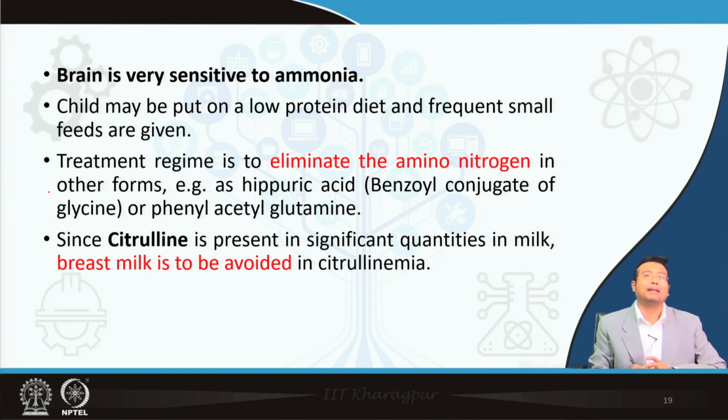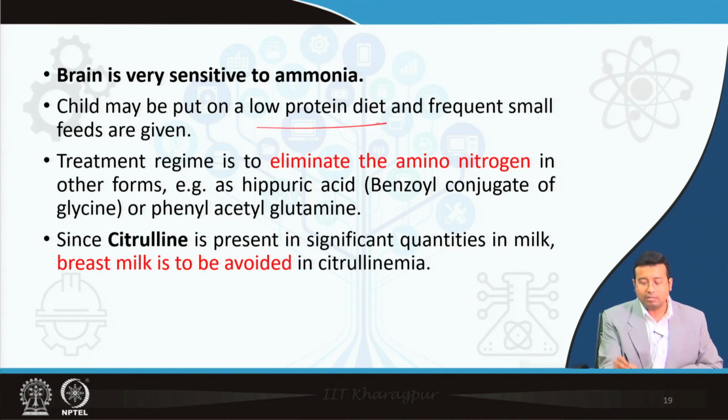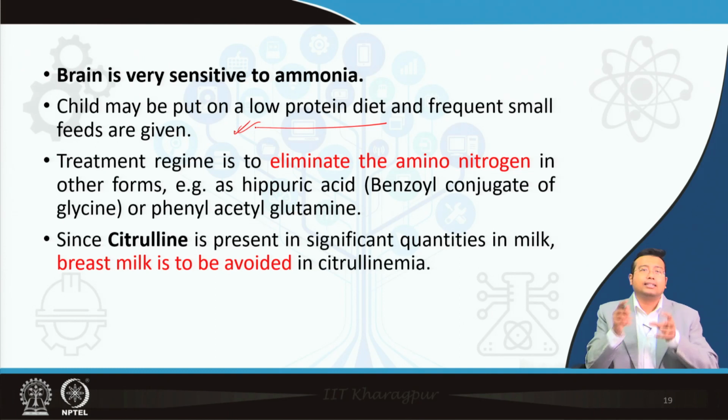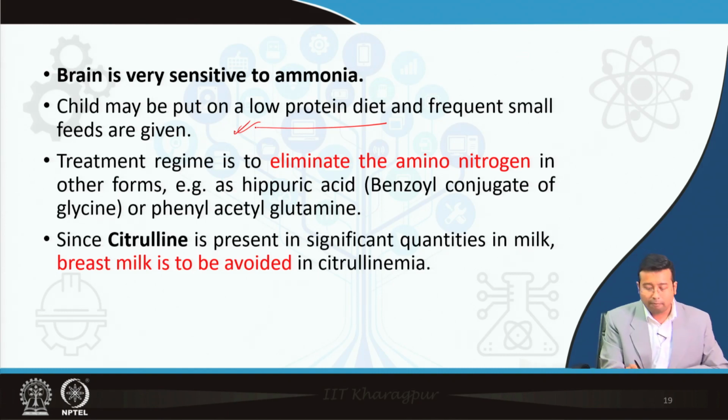Now, you all know the brain is very sensitive to ammonia. So, what is the regimen? I told you frequent small feeds and a low protein diet. Now, regarding the specific treatment, there are some chemical agents, the mechanism of action of which we will be discussing in a later slide, that give intermediates, that is benzoate and phenylacetate.